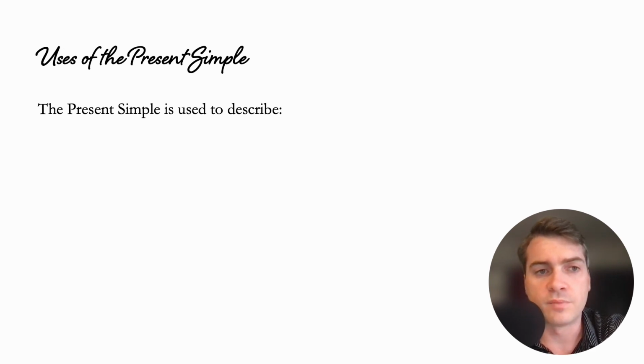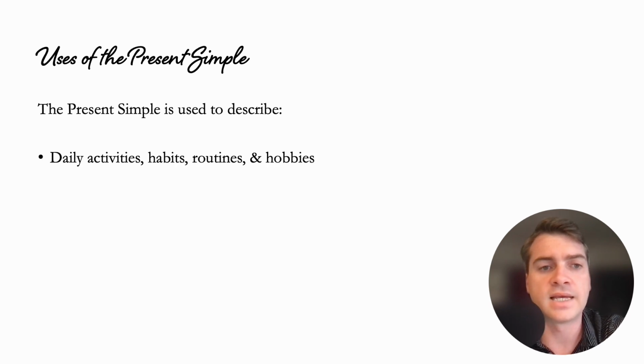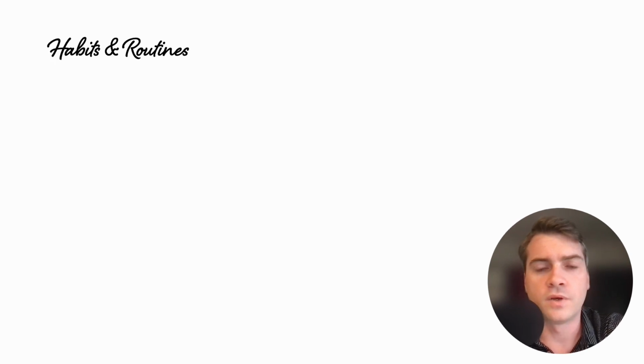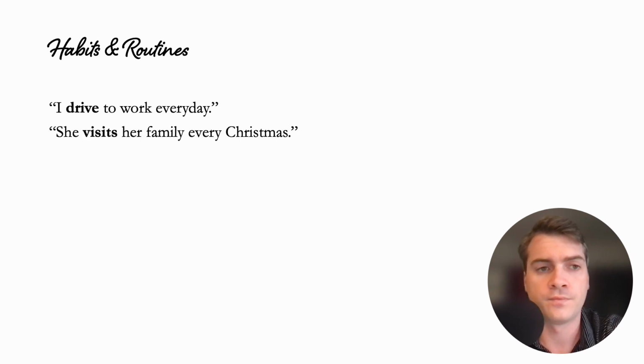The uses of the present simple. So we use the present simple to describe our daily activities, habits, routines, and hobbies. Facts, long-term or unchanging situations, and general truths. So if we look at habits and routines, I drive to work every day. Okay, I do that every single day. That's my routine. Okay, I'm not doing it right now, but that's what I do every day. Every day I drive to work.